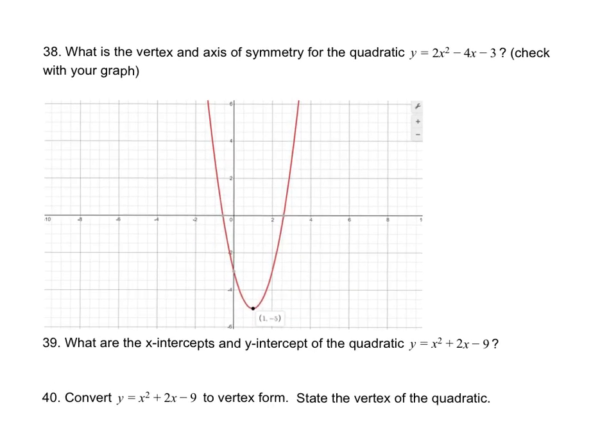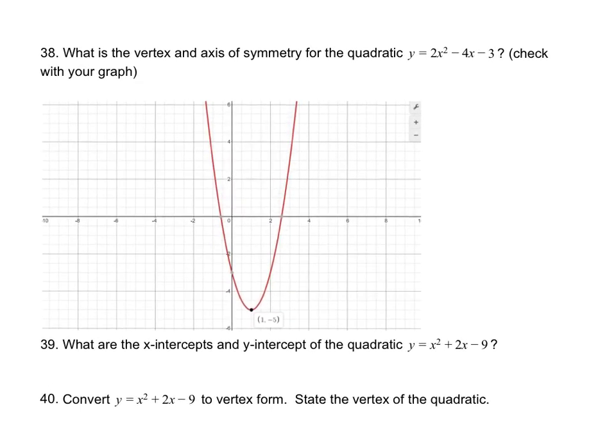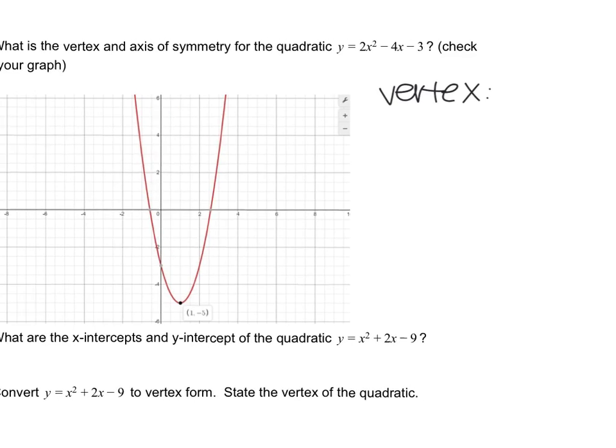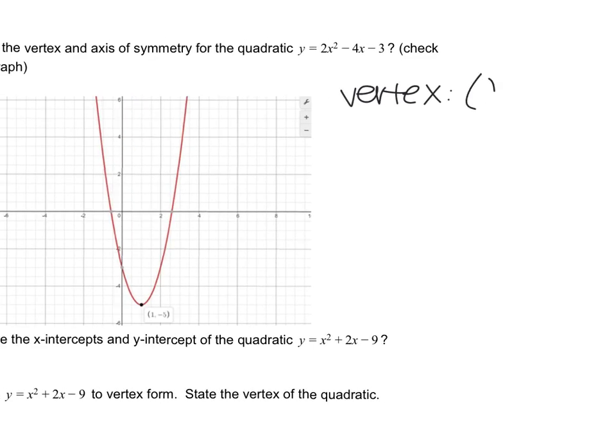Number 38, we want to know the vertex and axis of symmetry for the quadratic y equals 2x squared minus 4x minus 3. So what you want to do is check this with your graph. If you were to take that equation and graph it in Desmos, you would get something like what I have in my picture. You want to identify the vertex, which is going to be that bottom point. So my vertex is going to be the point 1, -5, and my axis of symmetry is going to be the equation x equals 1.